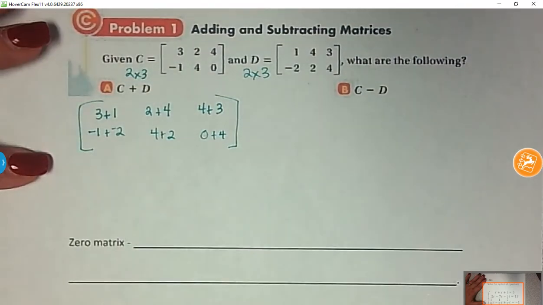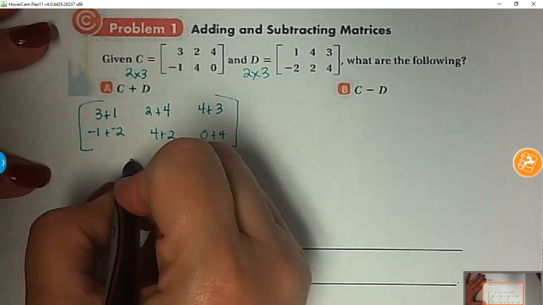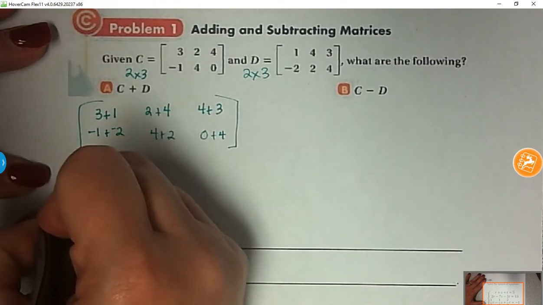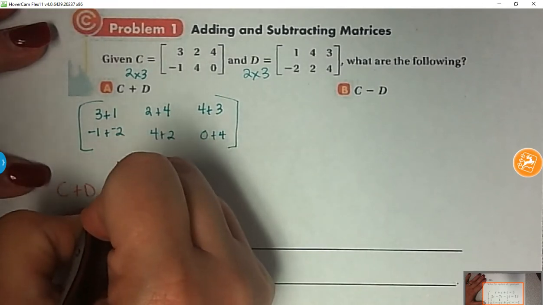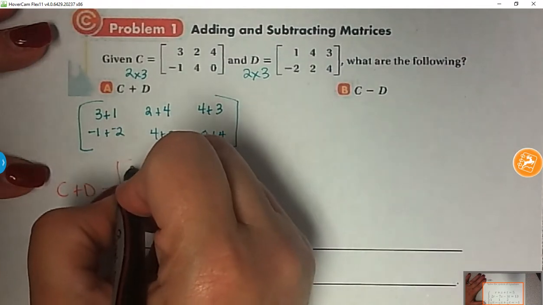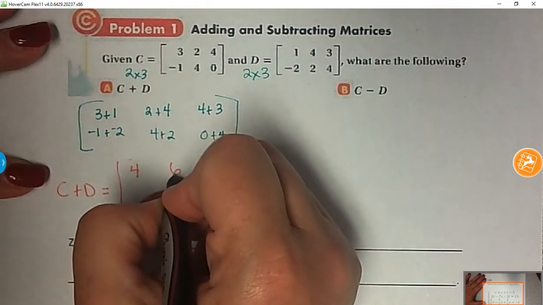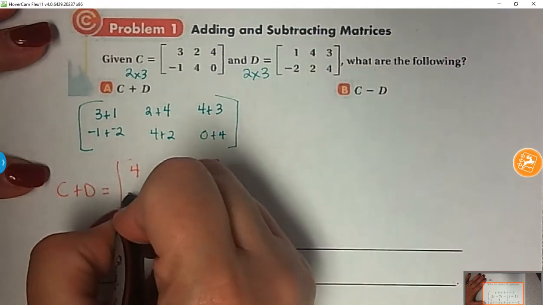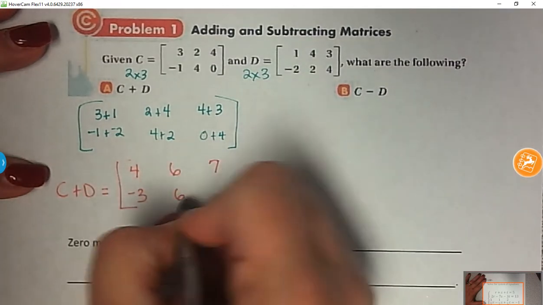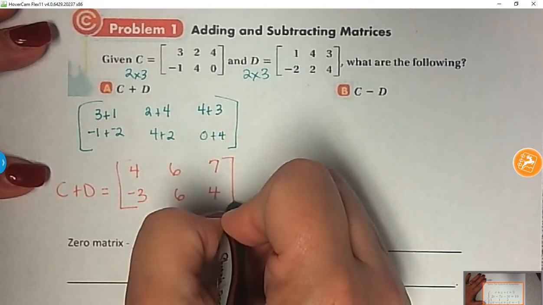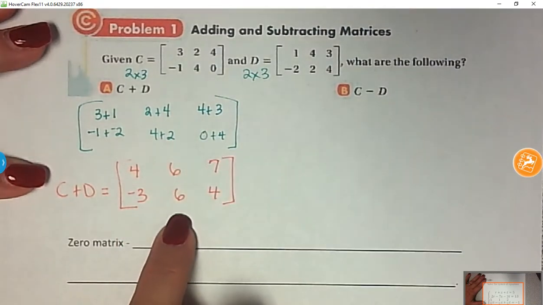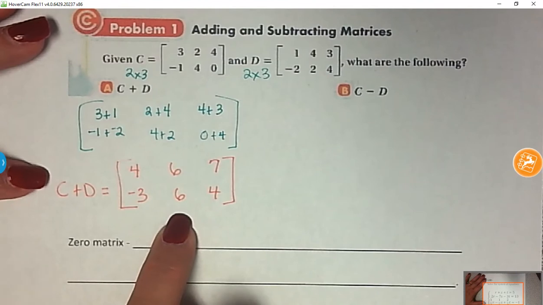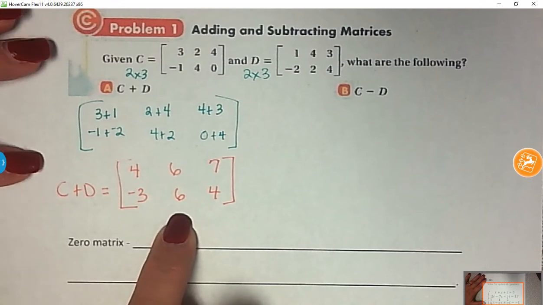Okay, so now I'm going to go ahead and add those to get our answer. So C plus D is equal to, on the top row, 4, 6, 7. On the bottom row, it is -3, 6, 4. And this is your solution, or this is matrix C plus matrix D.